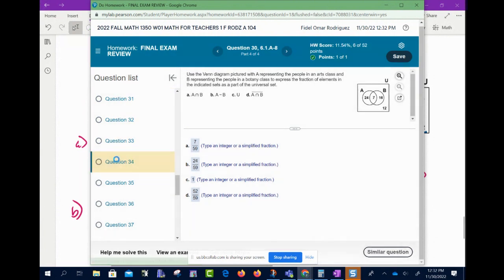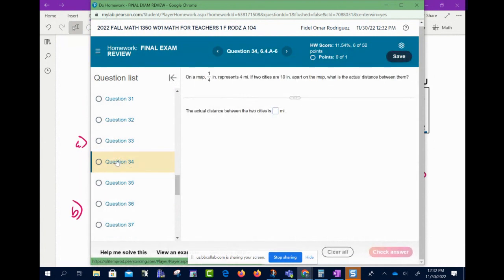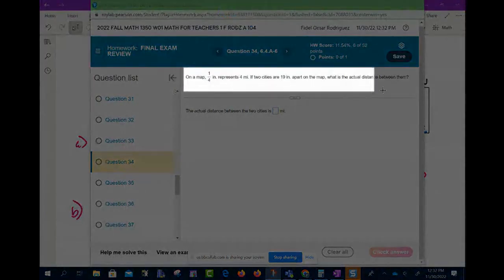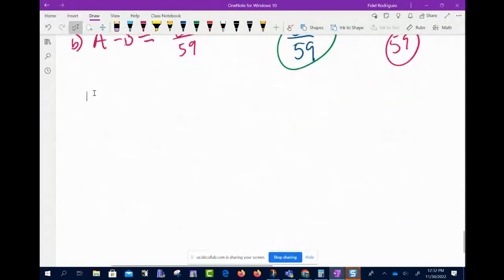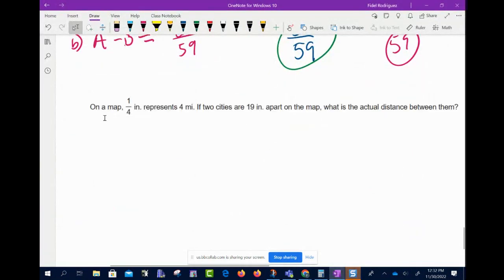Number 34. Let's take a look at 34. Okay, it says on a map, 1/4 of an inch represents 4 miles. If 2 cities are 19 inches apart on the map, what's the actual distance between them? Okay, so let's do this. All righty. Okay, so it says on a map, 1/4 of an inch represents 4 miles.